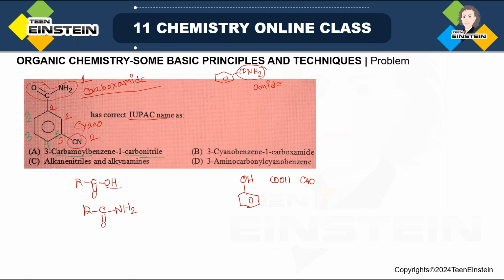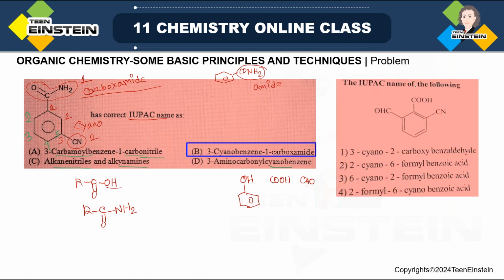Then in option C, we have alkane nitrile and alkyne amines. But 2 separate names obviously will not be there. There will be a single name. And then we have B and D. In D, it is 3 aminocarbonyl cyanobenzene. That means position 1 is given to that carbon where CN is present, but that is not right. So that is why only option B is left, which will be the correct option. 3 cyanobenzene, 1 carboxamide. Next problem.